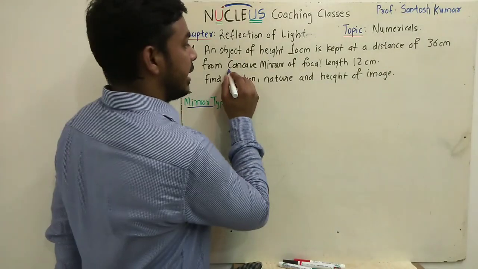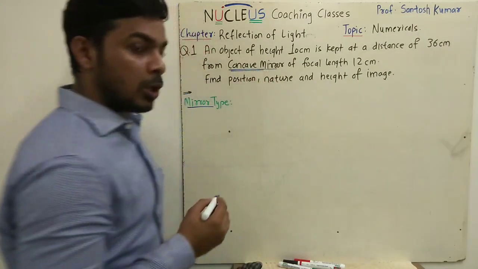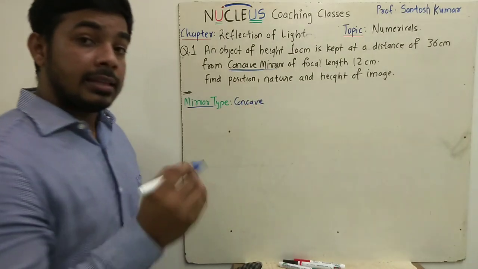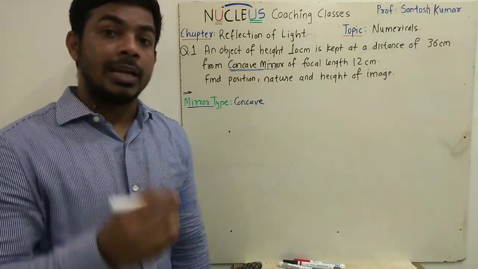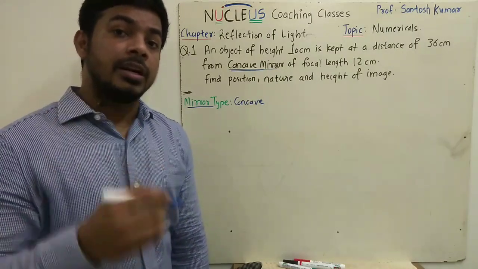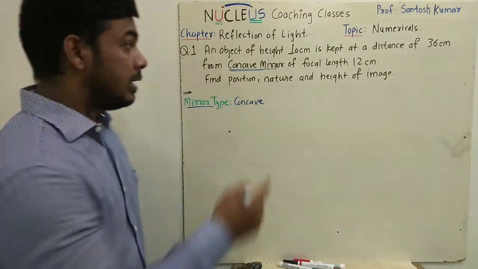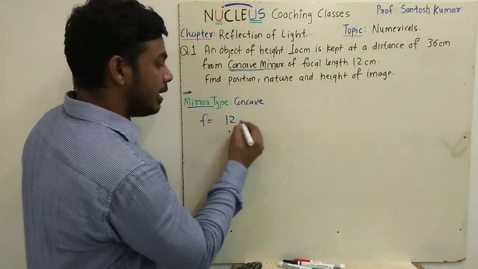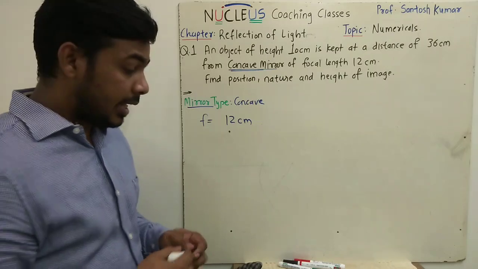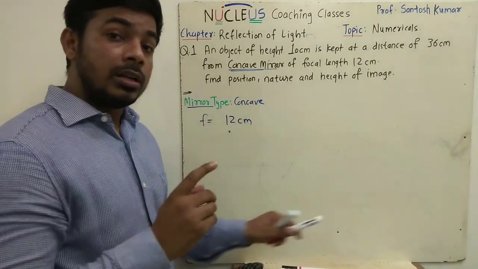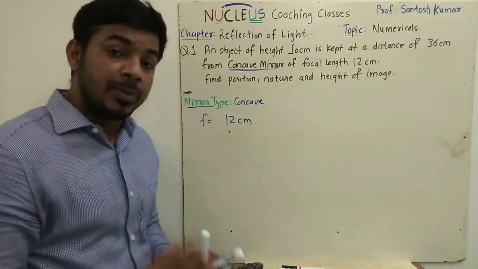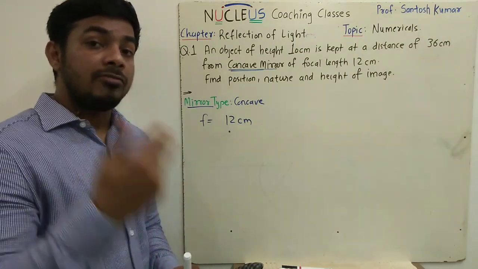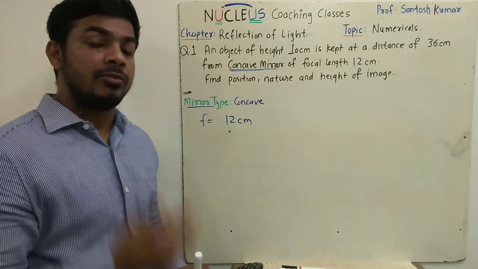From the question I can see that this is a concave mirror, so I will write mirror type is concave, and the type of the mirror will help us to calculate the focal length, whether it is positive or negative. Since it is a concave mirror, what is the focal length given over here? Focal length is 12 centimeter, right? Remember, in the question, the sign of the focal length will never be given. The sign of the focal length you have to identify by finding the type of mirror, whether it is concave or convex.